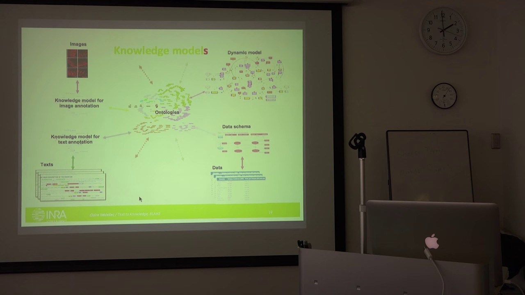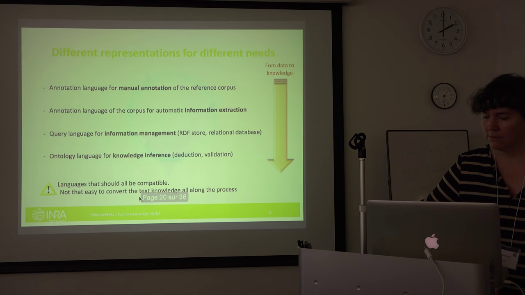So these are general figures about how the information from the text, from the image, from the database could be combined for other needs, like building dynamic models for systems biology. The idea here is that each of these information sources has its own knowledge model, and they are all different. The one you need to extract knowledge from the text is different from the one you need for extracting information from the image. And it's again usually different from the data schema that allows you to query the database. And going from one to another is not that easy, and we need some way to convert the representation from one base to another.